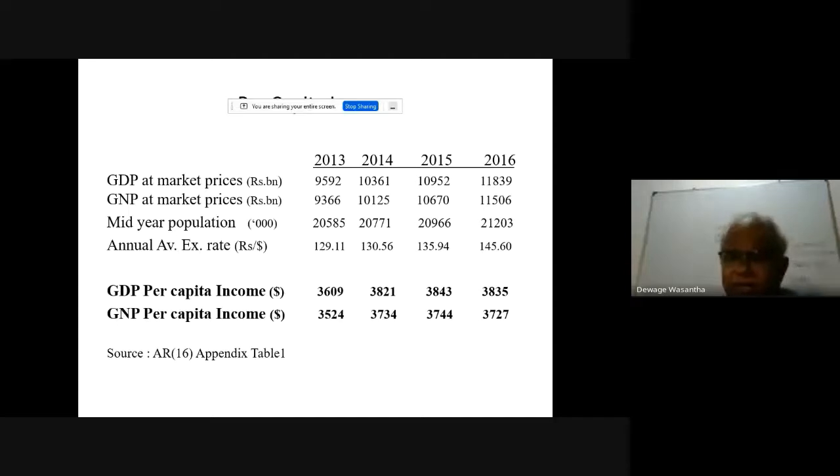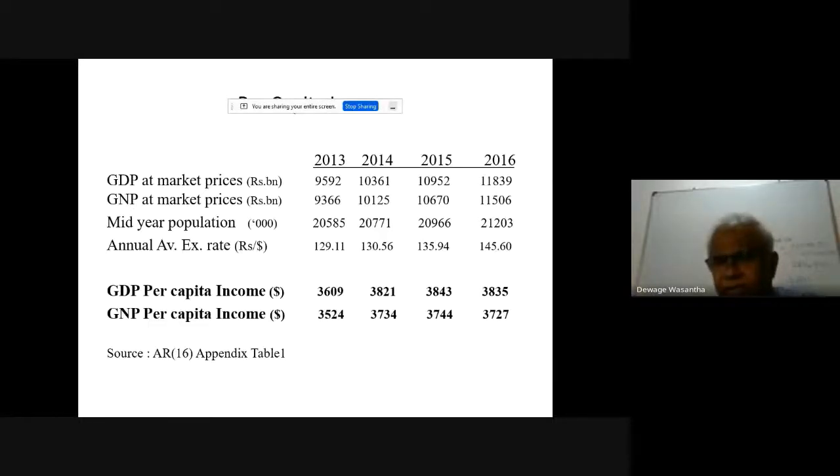Now you can see this GDP, there's a drop even from 15 to 16, 3843 to 3835. There's an $8 drop. Why is that? What is the reason? Now you can guess some reason.